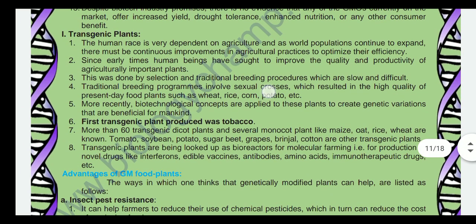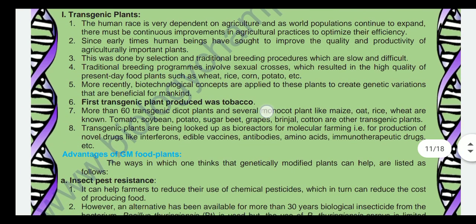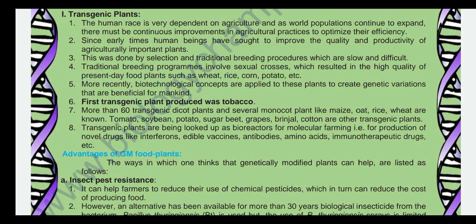The first genetically modified organism that we are going to study is transgenic plants. So the human race is very dependent on agriculture. As the world population continues to expand, there must be continuous improvements in agricultural practices to increase efficiency. Since early times, human beings have sought to improve the quality and productivity of agricultural plants, but this was done by selection or traditional breeding, a procedure which is slow and difficult.